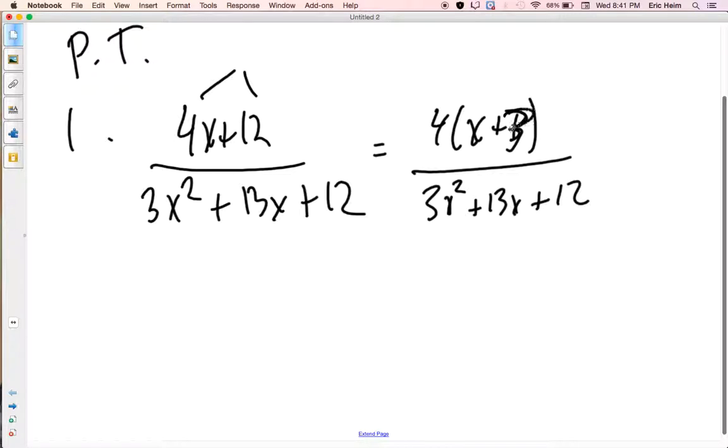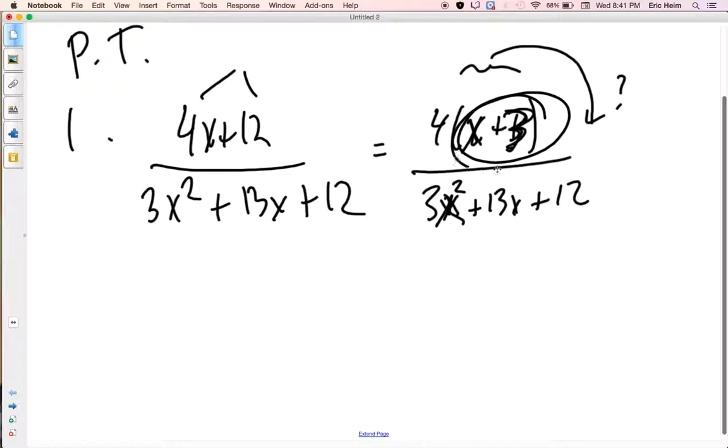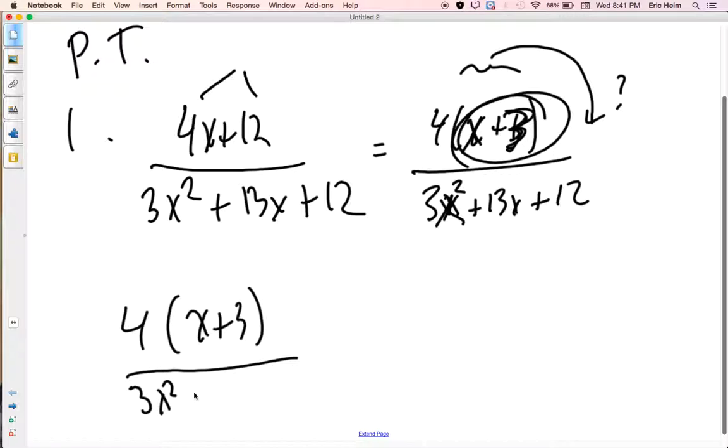I suspect that we're going to try to factor an x plus 3 out of it somehow. Is there an x plus 3 factor in the bottom? Okay, I suspect there is an x plus 3 factor, and that's the clue. Use the clue. So we have 4 times x plus 3 on top. On the bottom, I'm just copying it over again, 3x squared plus 13x plus 12. Now, I'm going to assume that there's an x plus 3 factor on the bottom.